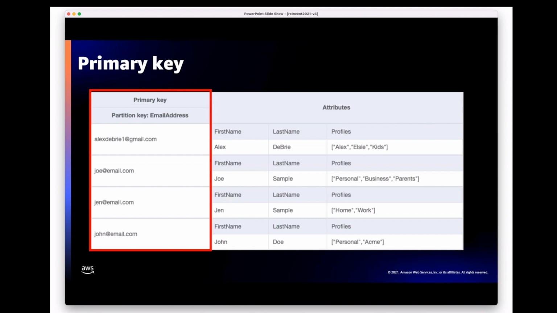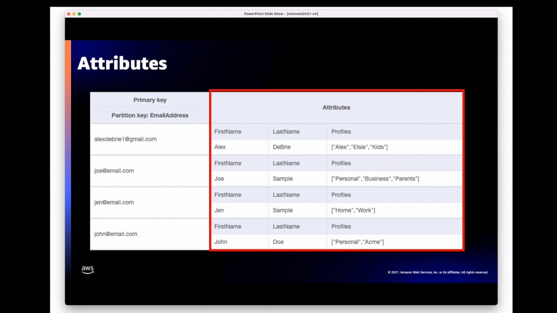In addition to that primary key, you can also have these other attributes that we have here on the right. You can see I have first name, last name, profiles, similar to columns in a relational database, with the big difference being you're not going to declare these up front like you would in a relational database. So DynamoDB is schemaless. You don't declare your schema. Dynamo's not going to enforce your schema.